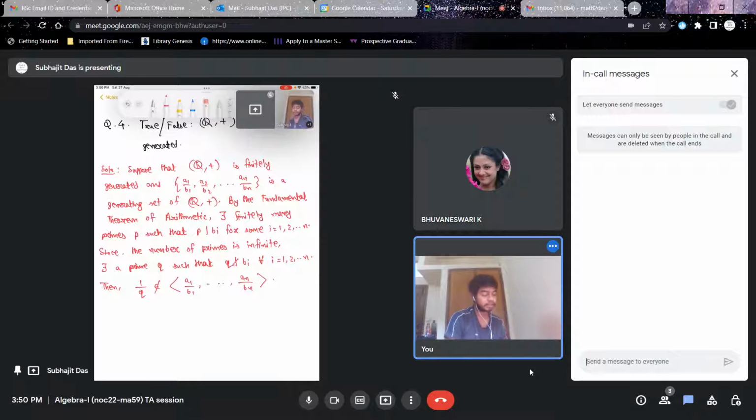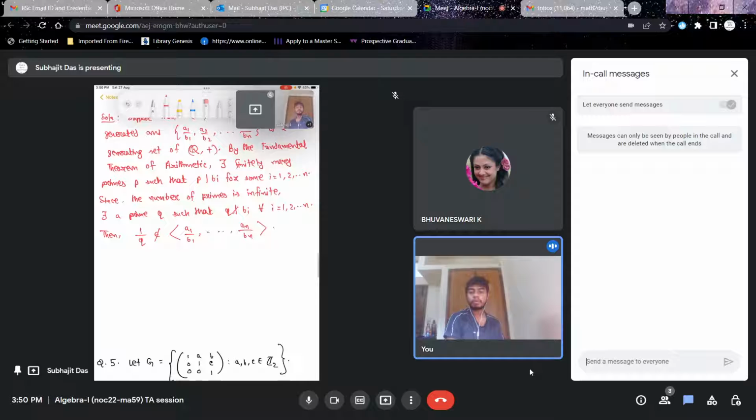As denominators, right? So in particular 1 over Q cannot be in this, but 1 over Q is clearly a rational number. Hence the subgroup generated by A1 over B1 up to An over Bn is a proper subgroup of Q. So the subgroup generated by these Ai by Bi's is clearly a proper subgroup of Q, and hence this is a contradiction.